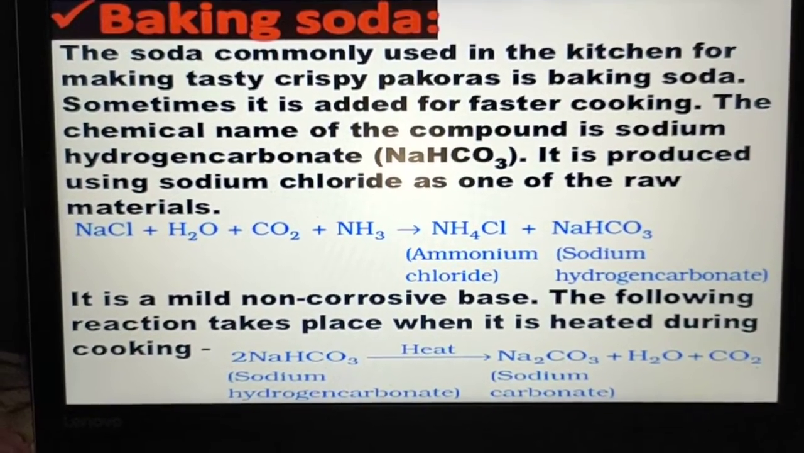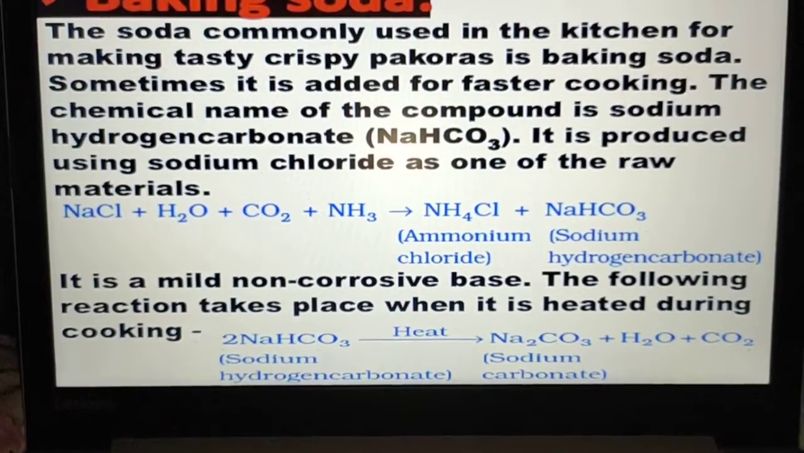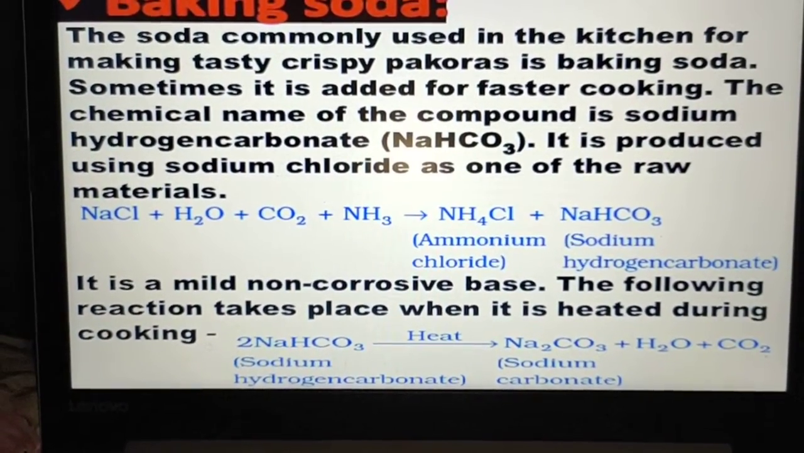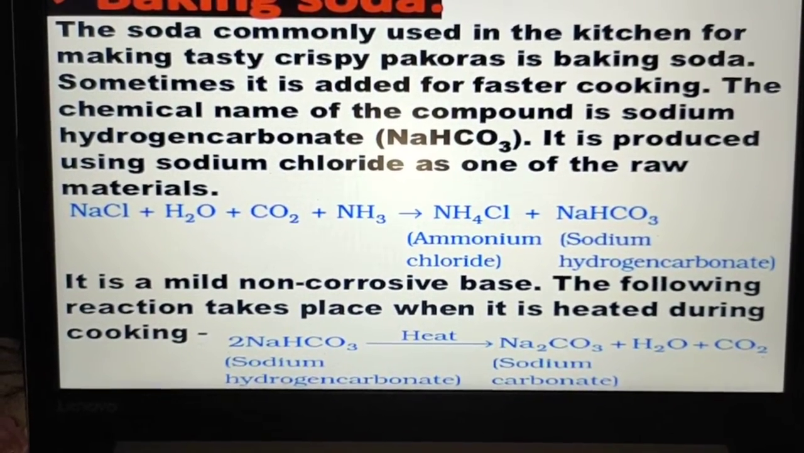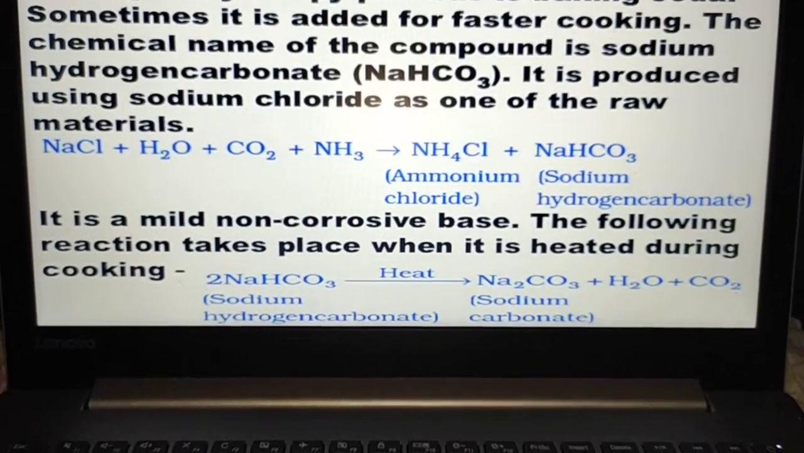It is produced using sodium chloride as one of the raw materials. NaCl plus H2O plus CO2 plus NH3: ammonia plus carbon dioxide plus water plus NaCl we are adding to get NH4Cl, which is ammonium chloride, plus NaHCO3, which is sodium hydrogen carbonate.